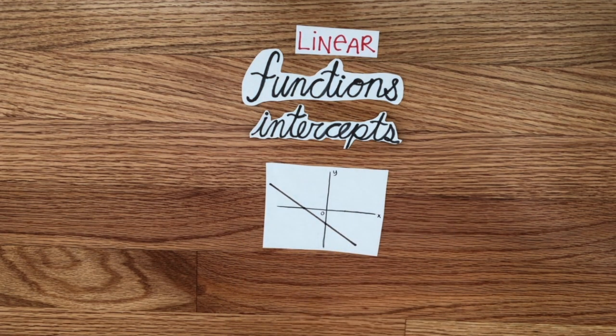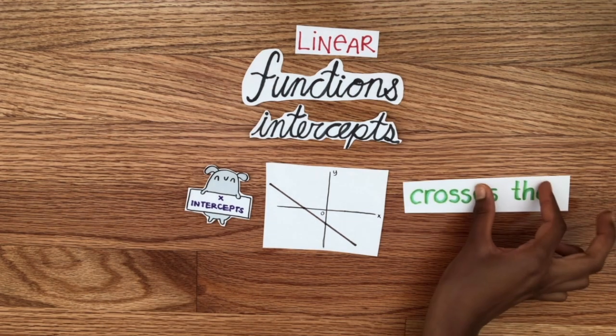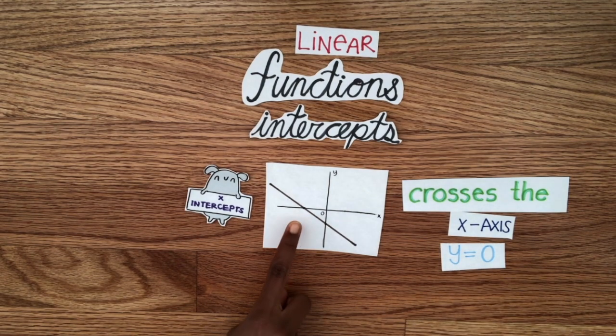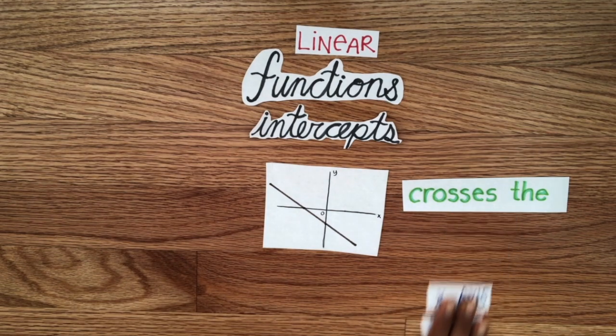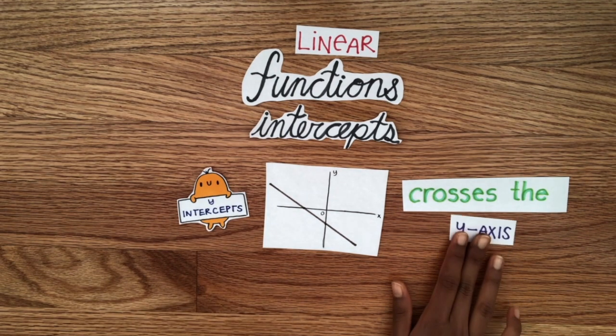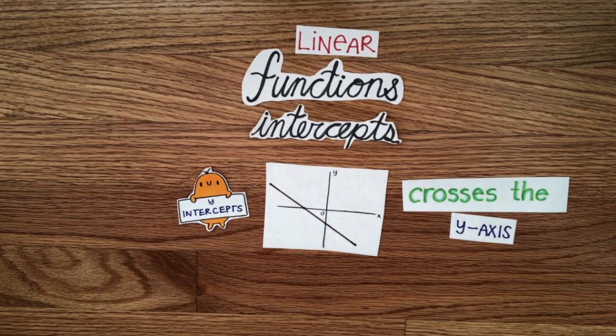Since we know that an x-intercept is the point at which the graph crosses the x-axis, we know that the y value of that point will always be 0. We can see this on the graph. And since the y-intercept is the point where the graph crosses the y-axis, we know that the x value of that point will always equal 0. We can also see this on the graph.